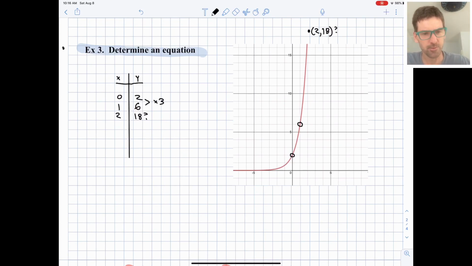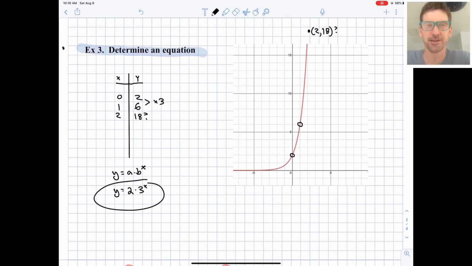Okay, so we can do it. We have y equals a times b to the x. Our y-intercept is 2, and it looks like we're tripling each time. So y equals 2 times 3 to the x would be the final answer there. And that's a good place to stop.